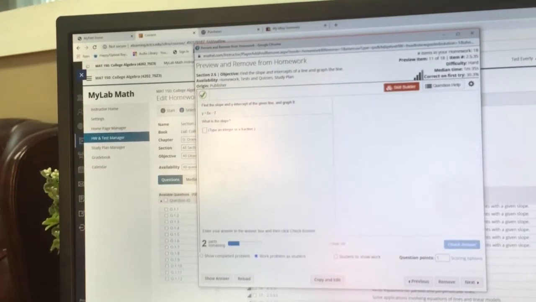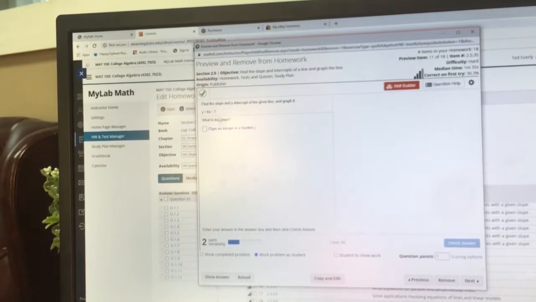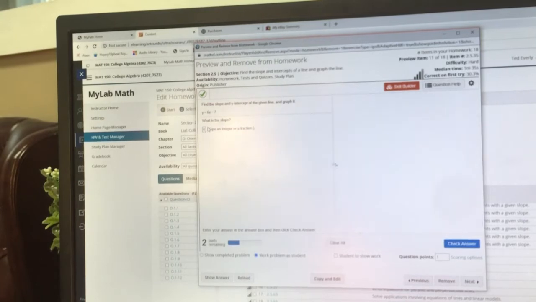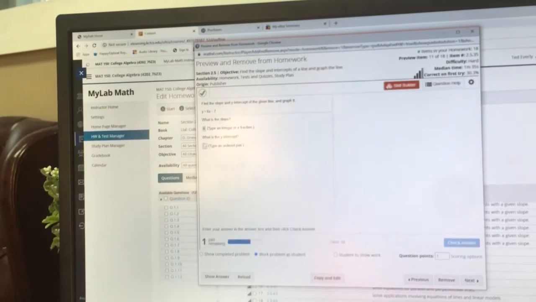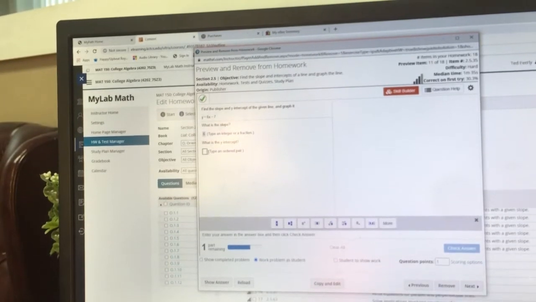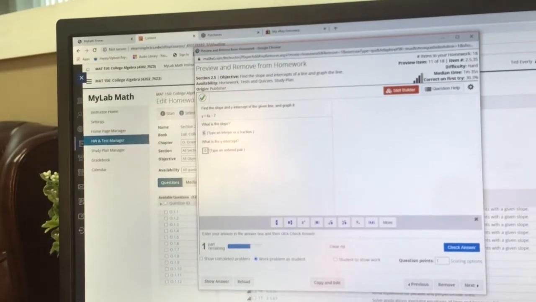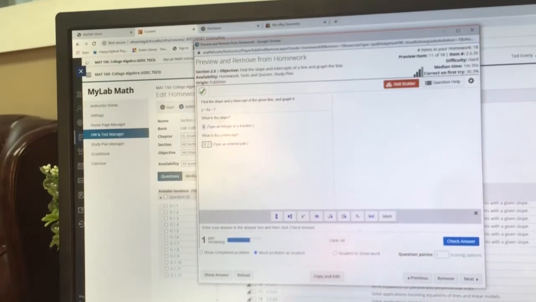We'll do a similar one. Find the slope and y-intercept of this one. Okay, there's my slope, 6. The y-intercept, well, there's my y-intercept value, which means x would be 0 for the y-intercept. So I'm going to go 0, comma, -7.